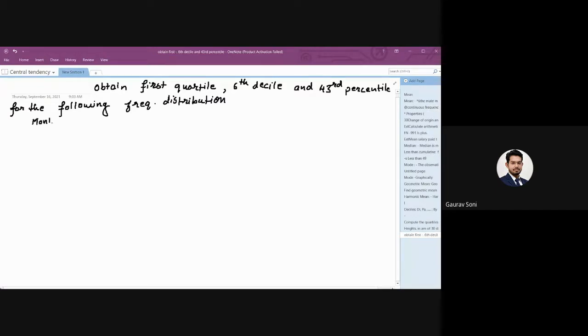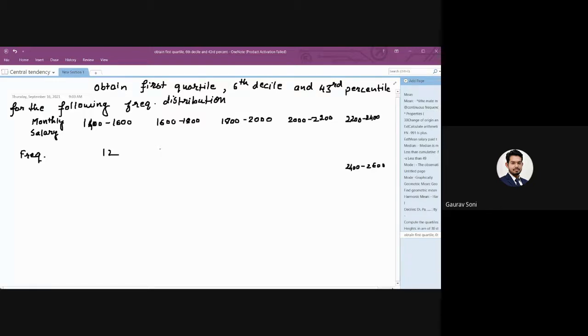Monthly salary and the frequency. 1,600 to 1,800, 1,800 to 2,000, 2,000 to 2,200, 2,200 to 2,400, and the last 2,400 to 2,600. The frequencies are 12, 30.